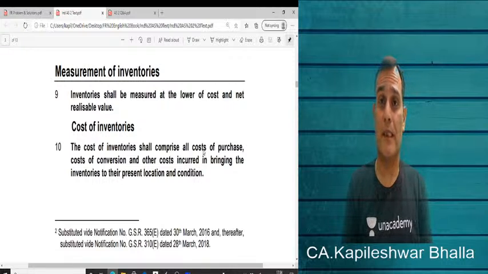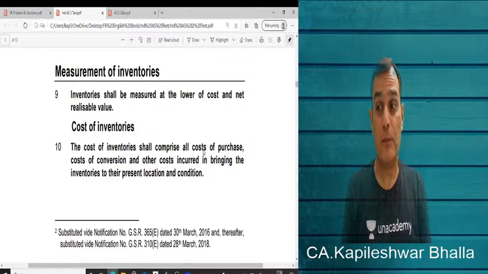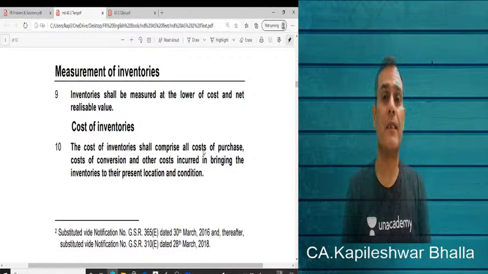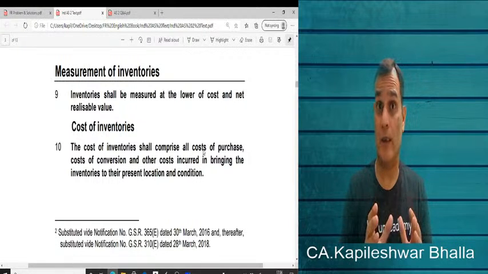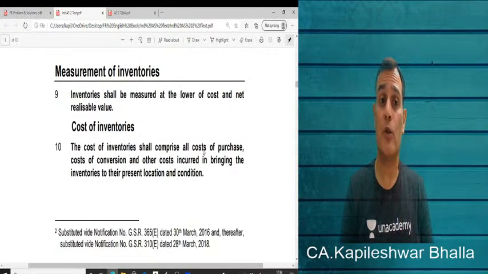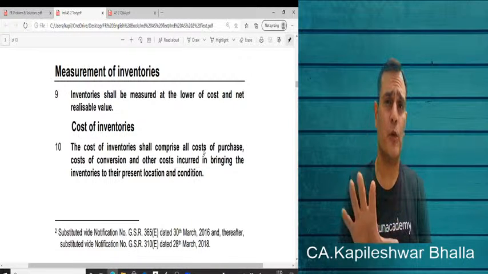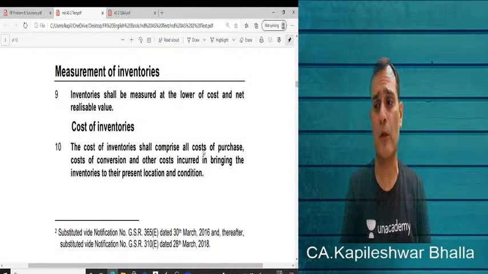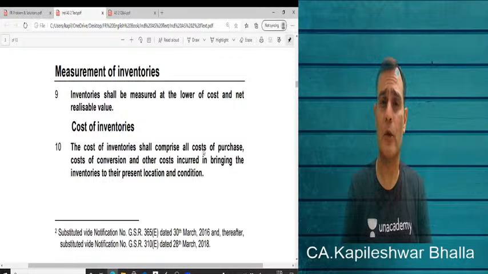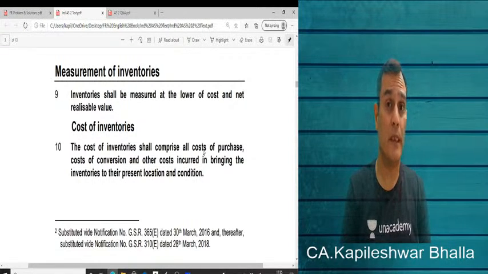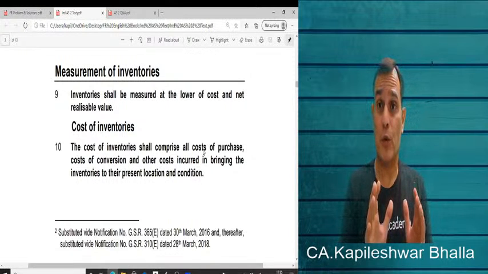So I was discussing the aspect of measurements of inventory. And in terms of measurement, when I look at the para number 9, it talks of inventories. And when I look at the word inventory, it seems that inventory would mean finished goods, WIP, as well as raw material. But I can tell you one thing, that para number 9 is not applicable to raw material. Para number 9 applies only to finished goods.